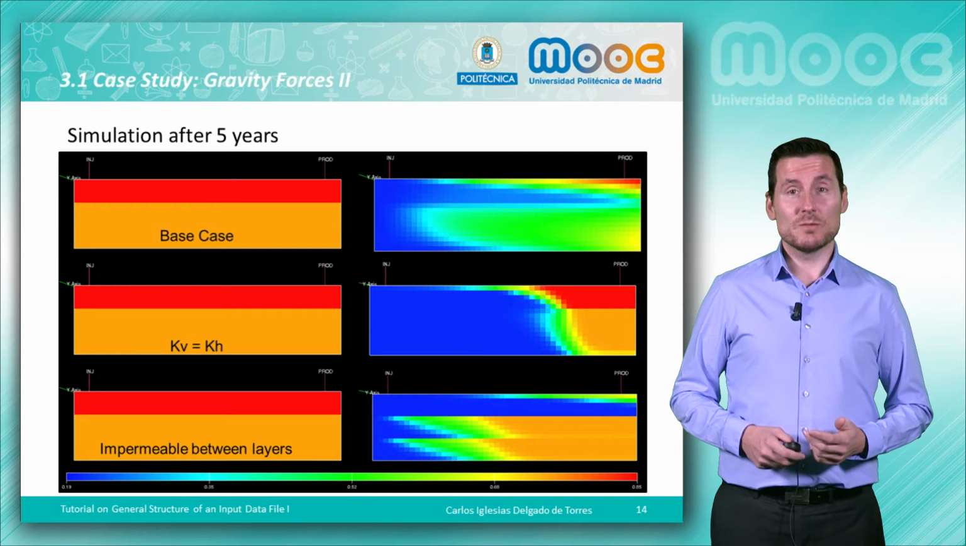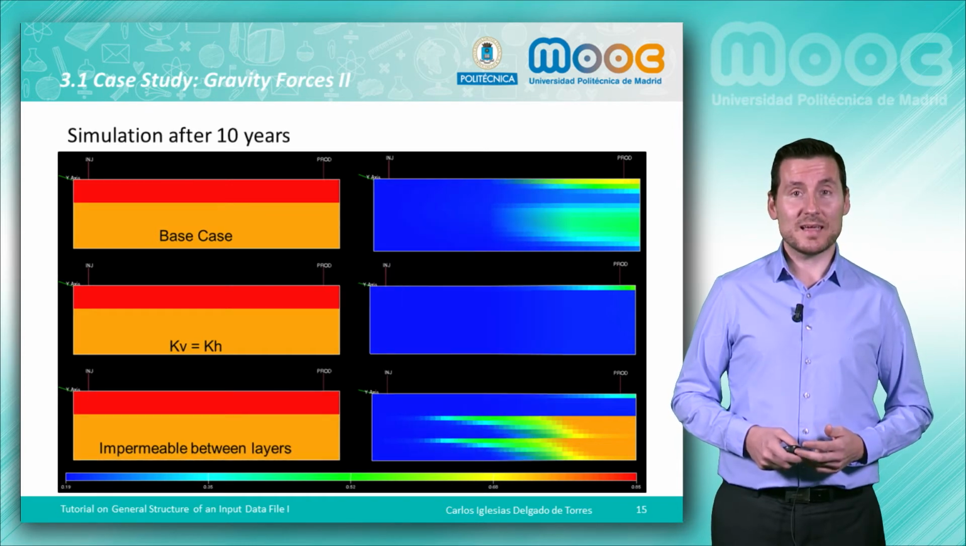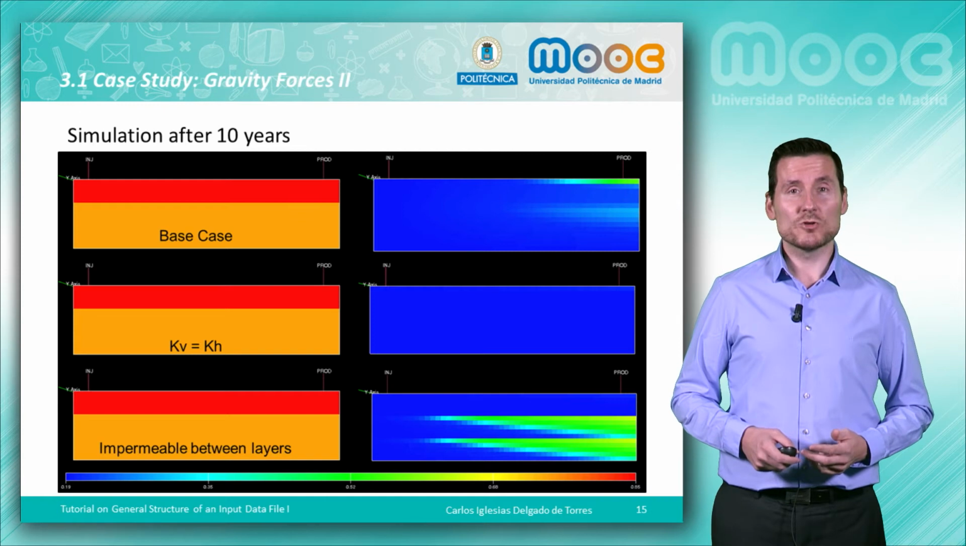After 5 years of simulation, it is possible to see that the case with permeability ratio of 1 has swept almost all the oil without unswept areas. On the other hand, the case impermeable between layers still has a large amount of oil to be recovered. Finally, after 10 years, it is evident that the case with permeability ratio 1 has produced almost all the movable oil. On the other hand, the case impermeable between layers still has a lot of oil to be recovered.